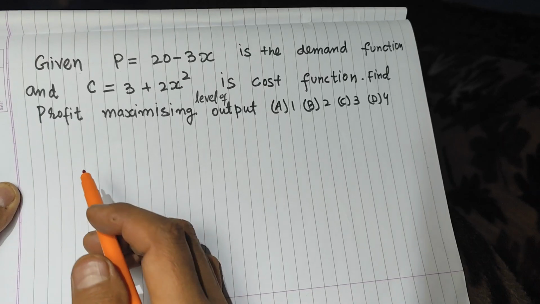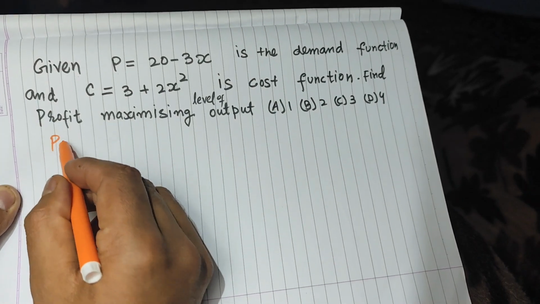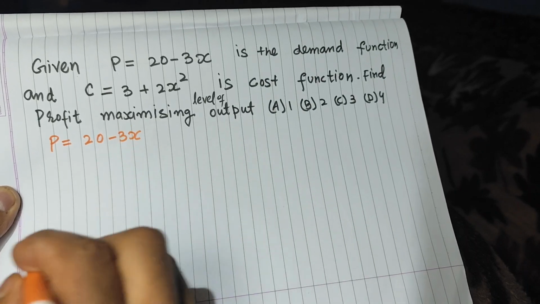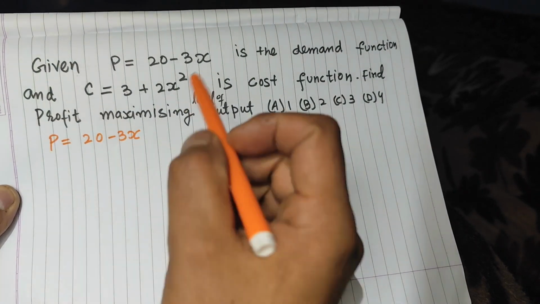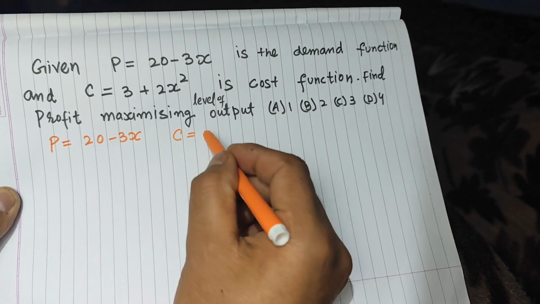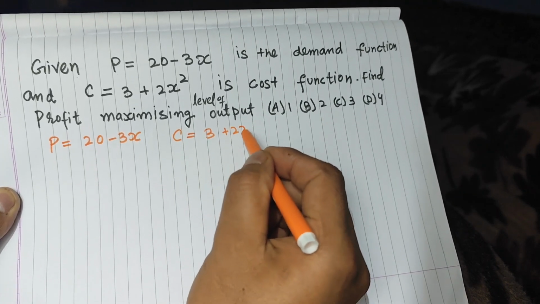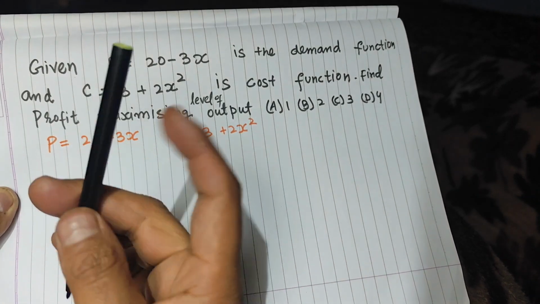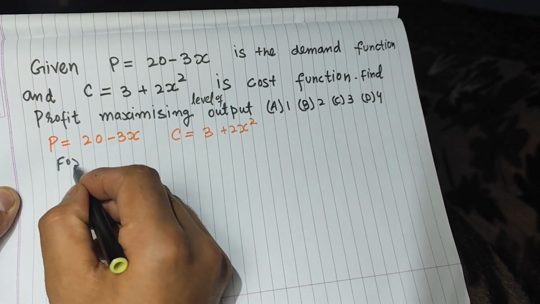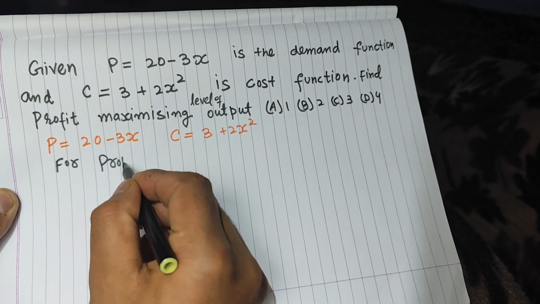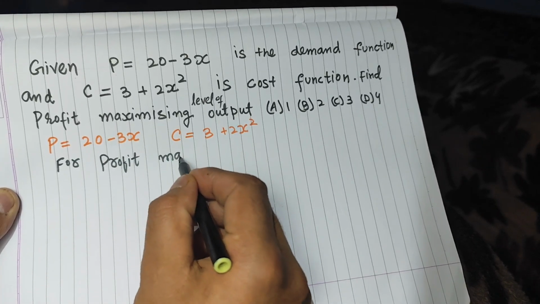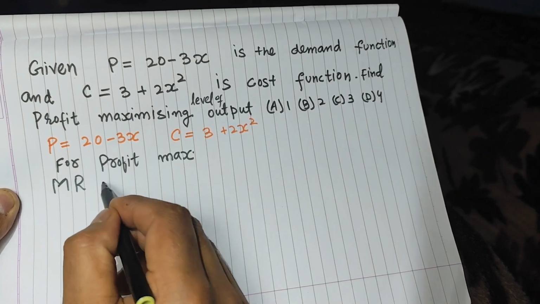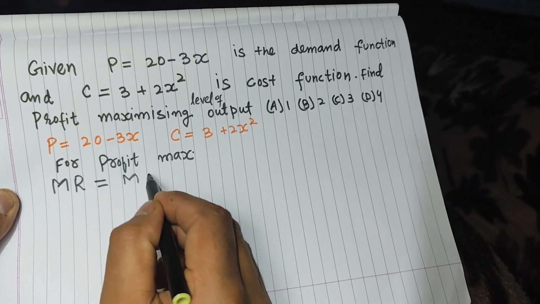Okay, so we are being given the demand function as P is equal to 20 minus 3x. This is our inverse demand function. Also, we are being given the cost function as C is equal to 3 plus 2x square. Now we know that for profit maximization, the condition is that we equate the marginal revenue with the marginal cost.